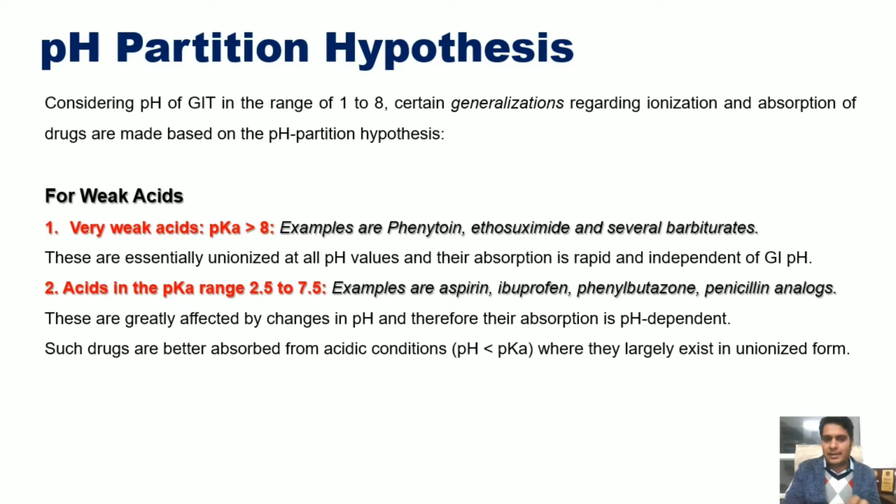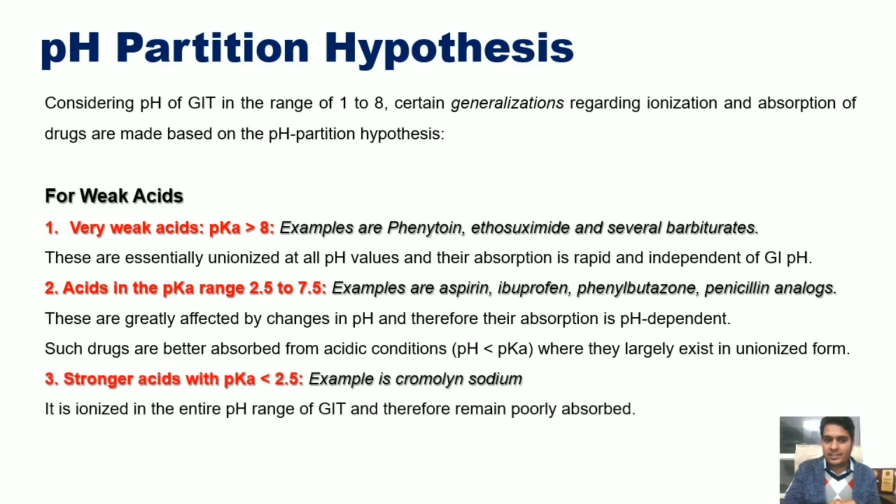Such drugs are better absorbed from acidic conditions, where the pH is less than the pK value. These drugs will be absorbed in the acidic condition, where they largely exist in unionized form. Note that for better absorption, the drug should be in the unionized form. If the drug is in ionized form, its absorption will be low.